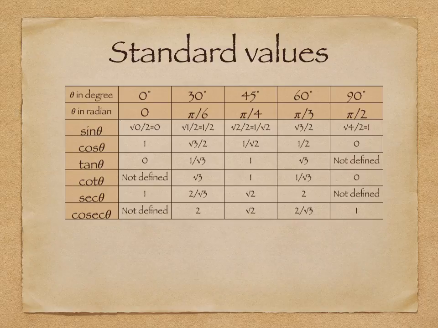Here is a table of the mostly used, or so-called standard, angles and the values of the ratios. To remember, one can start with sine and use the root of the value divided by 2. For example, for the first one, root over 0 divided by 2 is 0. Then root over 1 by 2 is 1 by 2 and so on. The cos theta values are the reverse order of sine values, and the tan value is the ratio of sin to cos. Hence accordingly one can find other ratios as well.